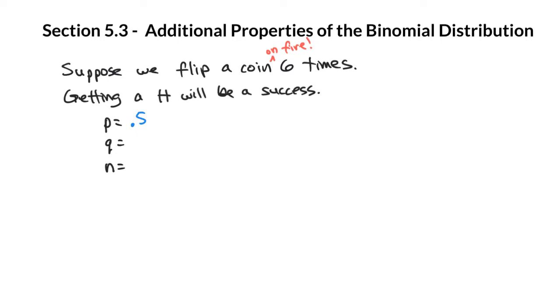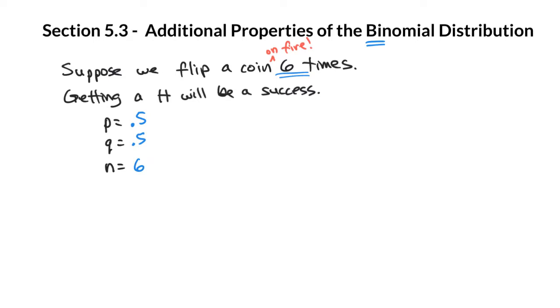These are binomial experiments, meaning there are 2 outcomes. When we add these 2 probabilities together, we have to get 1. So Q is also going to be 0.5. N is the number of trials, which in this case is 6, so N equals 6.